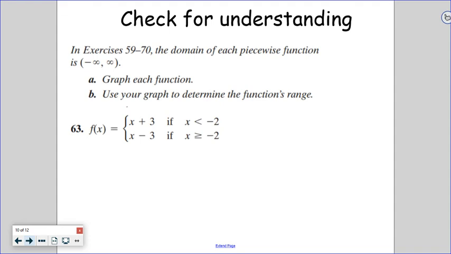Now, once you're done, notice there is actually a second question up there, and it asks you to describe the range. That's a great question for this one. Okay, so we'll talk about the range on this.